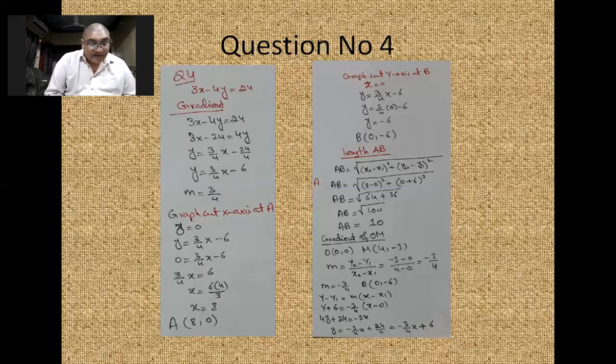The second part is the length of AB. So before I find the length of AB, I need to find out the coordinates of the point A and the coordinates of the point B.